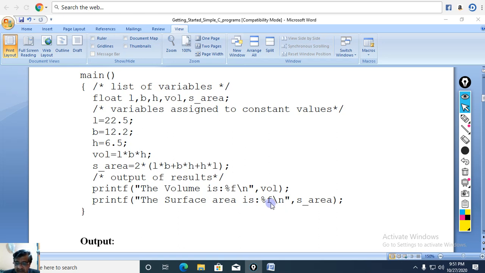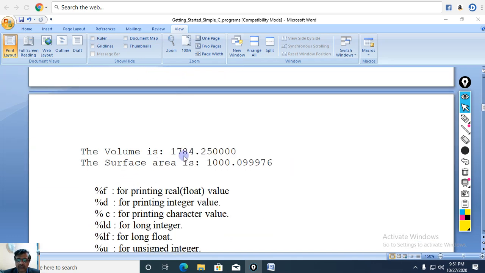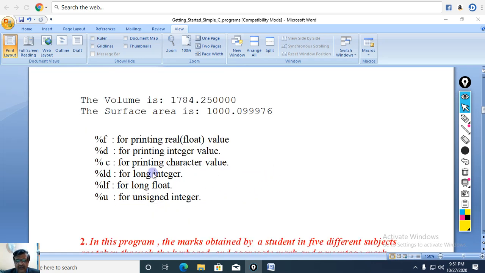This is meant for putting the answers, and it will print something like this: the volume is 1784.25000. You should notice over here float values have 6 decimal places of accuracy. This is called single precision. The surface area is 1000.099976.